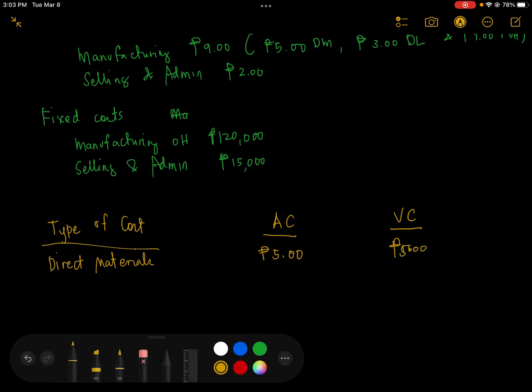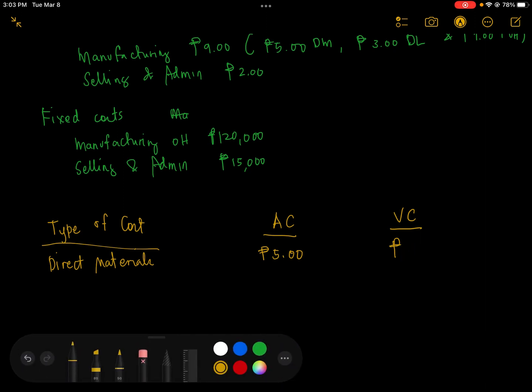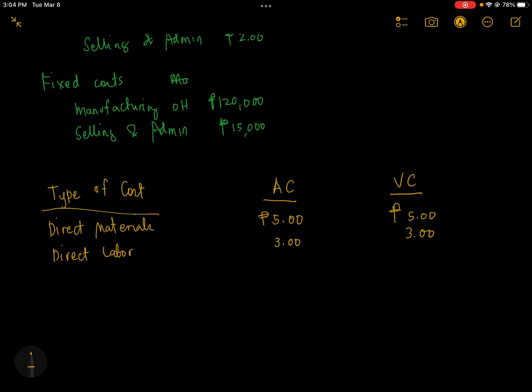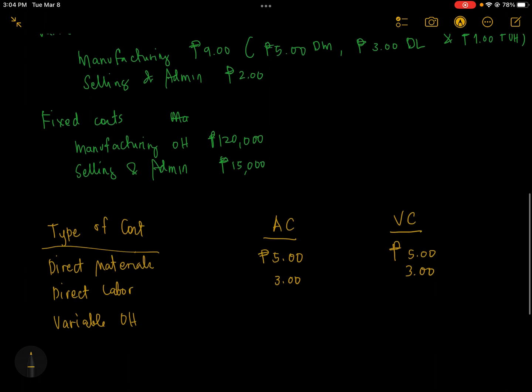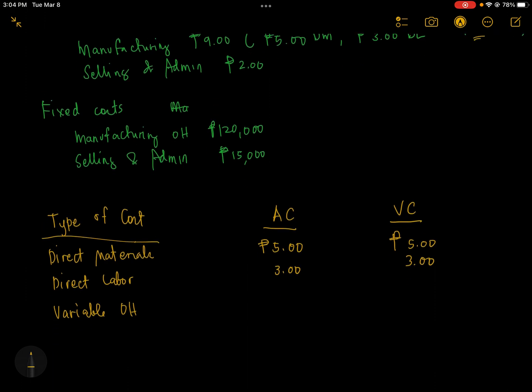Okay, let me just fix that. So this is 5 pesos. For direct labor, which is the same as that of direct materials, considered to be variable, it will be part of both absorption costing and variable costing. In terms of variable overhead, as the problem states, the variable overhead is 1 peso. So the 1 peso will be part of both methods also.